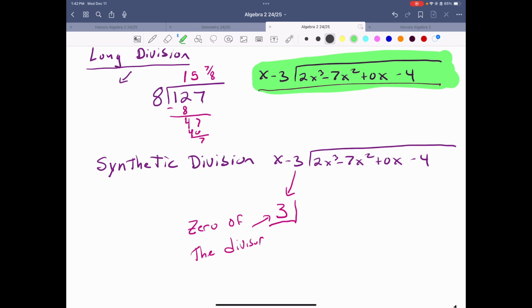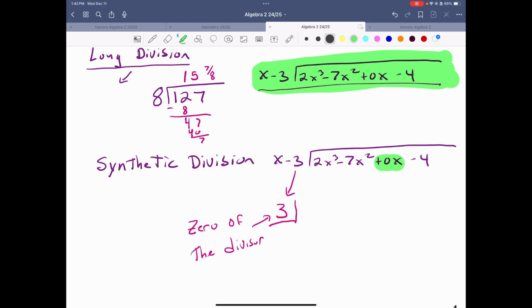Now you notice I have a 0x sitting in there. In the original problem, there wasn't an x in there. But the first thing you need to make sure of when you're doing this dividing is that it's in standard form and that all of the exponents are taken care of. So in this case, I've got 3, 2, and 1 wasn't there, so I had to include it. So we always go, in this case, 3, 2, 1, and none.